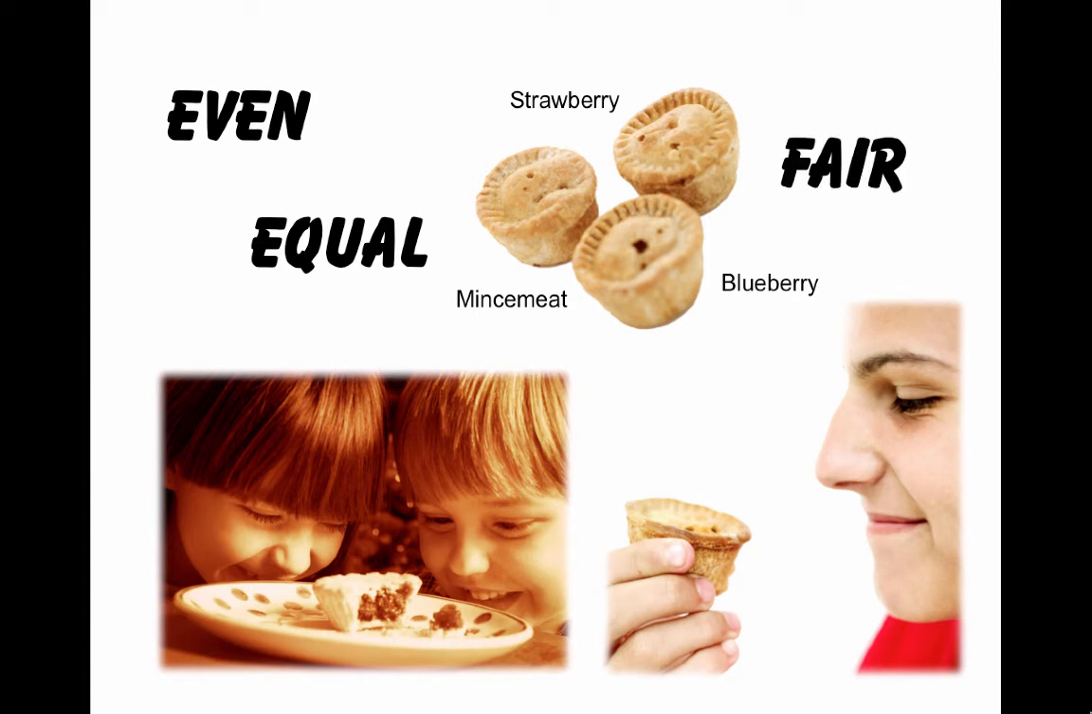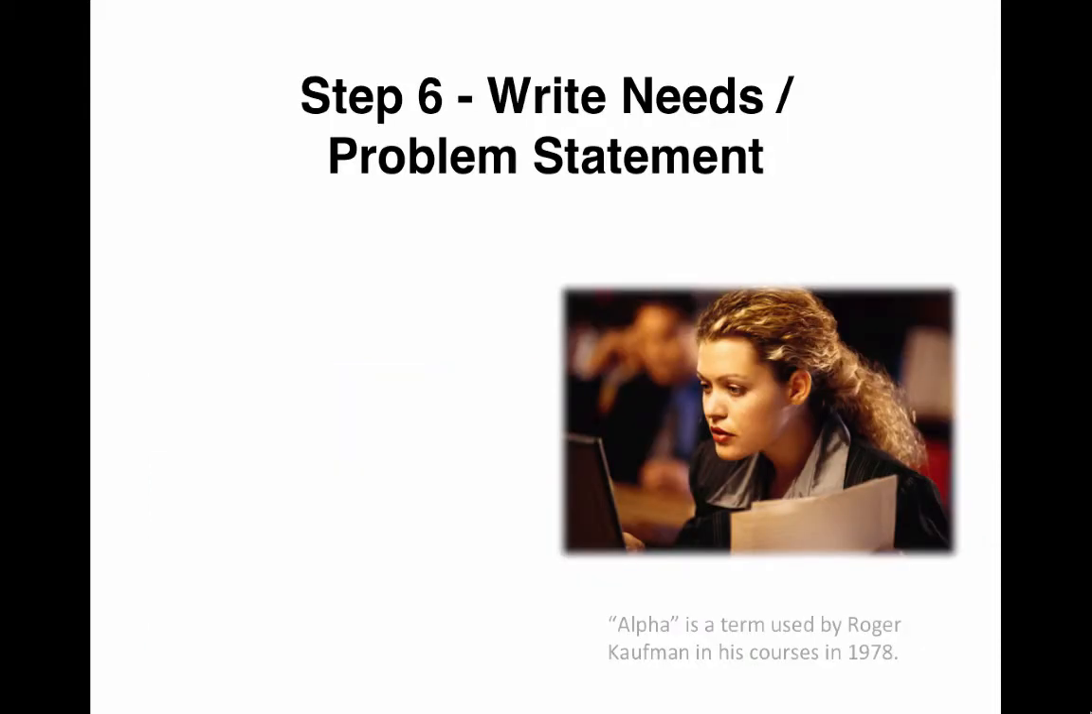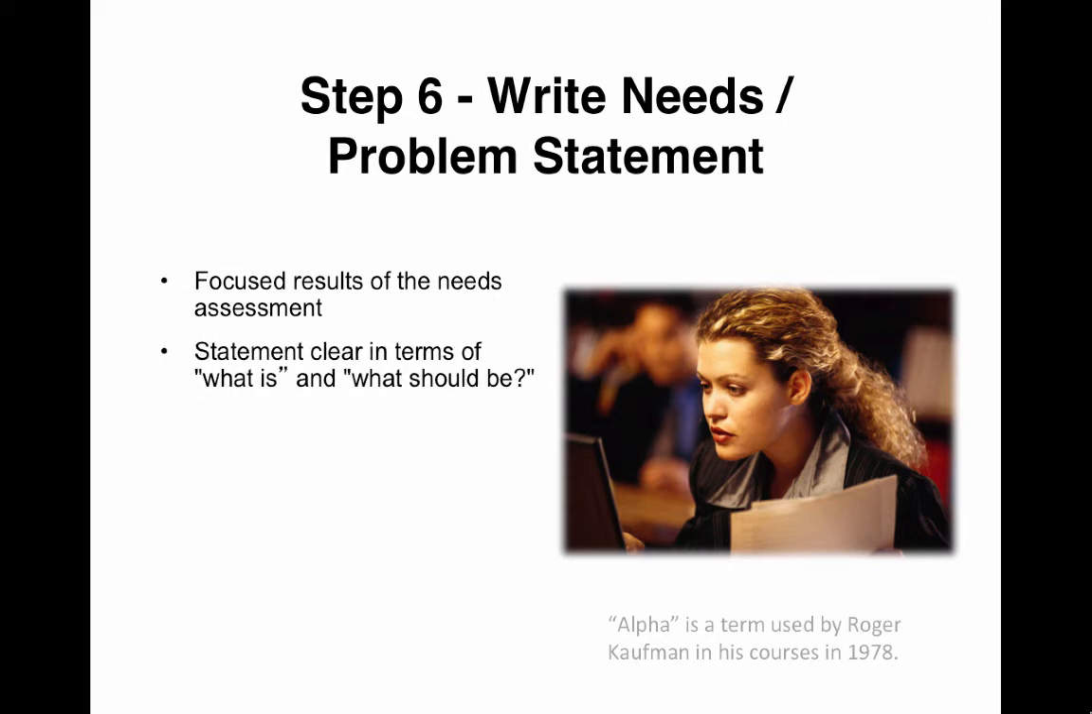Is this fair? So even, equal, and fair are three different concepts, and we need to think about this when we're talking about solutions, especially when they fall across various populations. Now we're going to jump over the other steps to step 6, to write a needs and problem statement, or the focused results of our needs assessment. It should be clear in terms of what is and what should be. It should analyze the gap or the discrepancy.